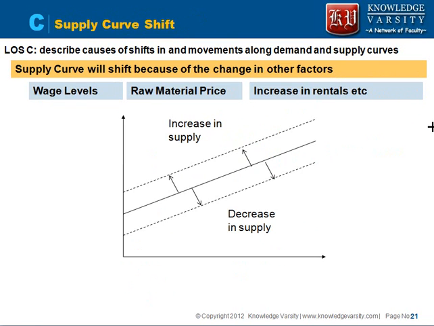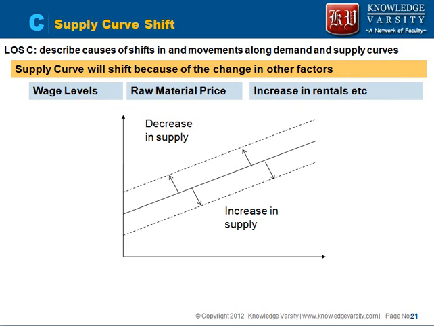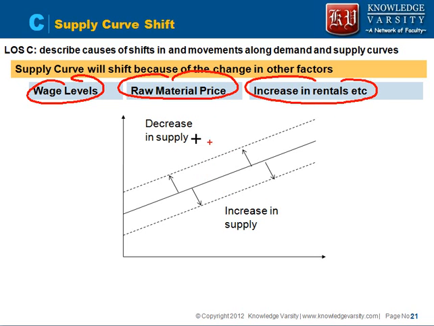Let us see now what are the factors which will cause a shift in the supply curve. A shift in the supply curve will happen because of wage levels, as we have seen. Then raw material prices, because those are also factors of production, and then an increase in rentals, etc. There's just a change in the diagram. Because of changes in all of these, the supply curve will shift. So what we see is a change in the supply curve.